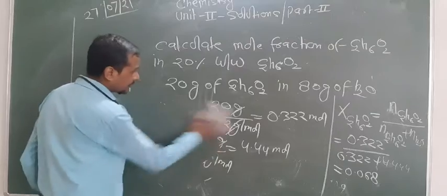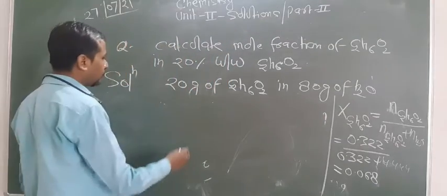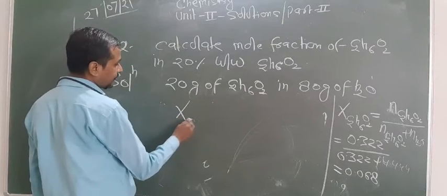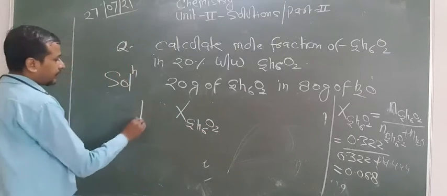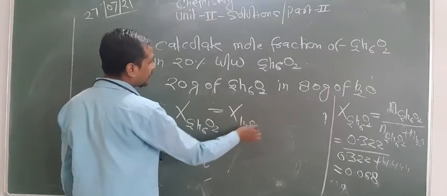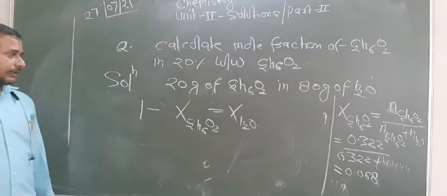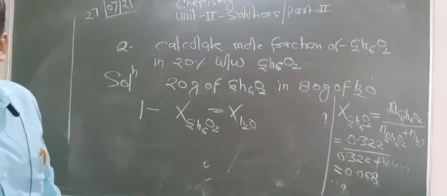If one more question is asking you to find the mole fraction of water, in that condition, what do you have to do? Having found the mole fraction of glycol, now 1 minus this will give the mole fraction of water. So in this way, you can also calculate the mole fraction of water. Are you getting this point or not?